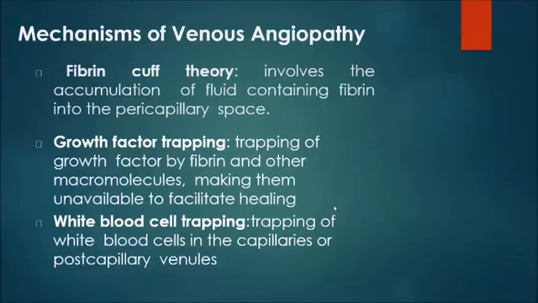Basically, there are three proposed theories on venous angiopathy. The first is the fibrin cuff theory, which involves the accumulation of fluid containing fibrin in the pericapillary space. The next is growth factor trapping, which is trapping of growth factors by fibrin and other macromolecules, making them unavailable to facilitate healing. The third one is white blood cell trapping, which is trapping of white blood cells in the capillaries or post-capillary veins.